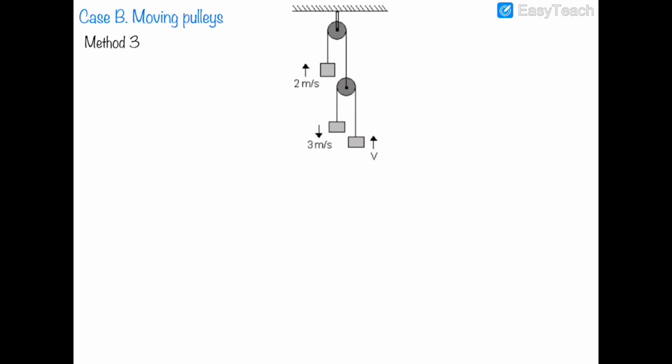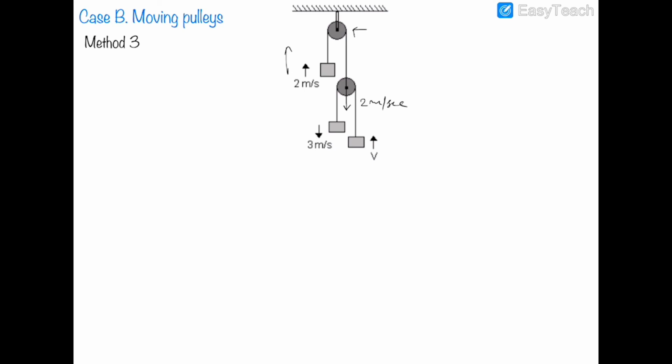Now in this question I am solving it by method 3, and I am reminding you again that any moving pulley moves by an average distance of the blocks which are connected on its either sides. So starting from this block, it is moving upward with a velocity of 2 meters per second, and hence this pulley will also move downward with 2 meters per second as this pulley is at rest.